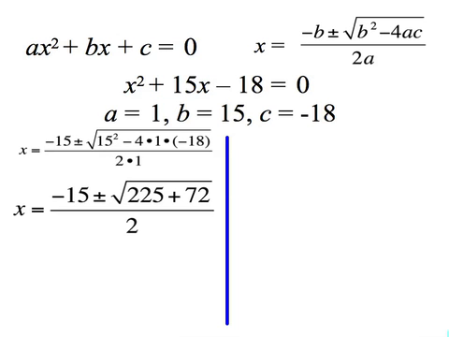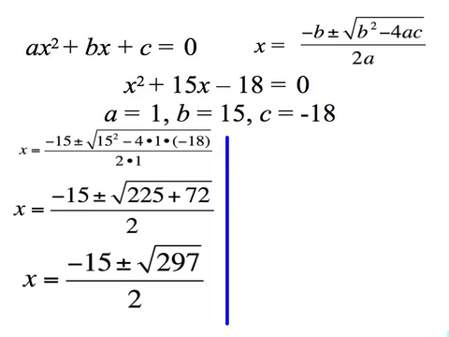But when you subtract -72, that's the same as adding 72. So that's what we wrote. And then 225 plus 72 is 297. And that's all over 2. And then this is the part that you'll want to work on in a future lesson. But for now, you're looking at 297.